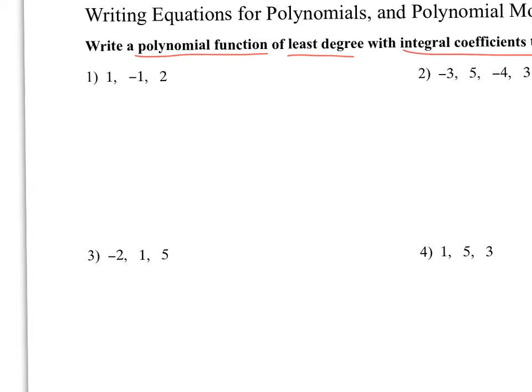The first thing that we have to know is that if these three, 1, -1, and 2, are zeros, by the remainder and factor theorems, that tells us that x minus 1, because if I plugged in 1 I'd get 0, x plus 1, because if I plugged in -1 I'd get 0, and x minus 2, because if I plugged in 2 I'd get 0, would be my factors for that.